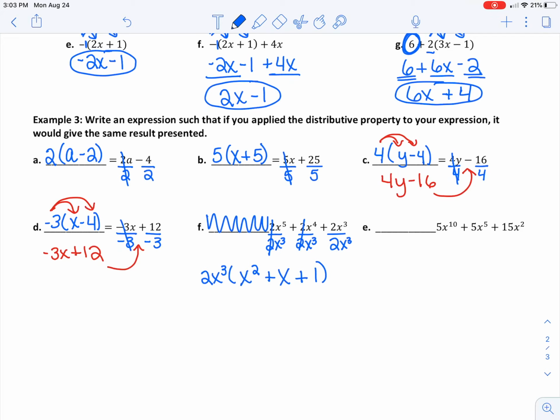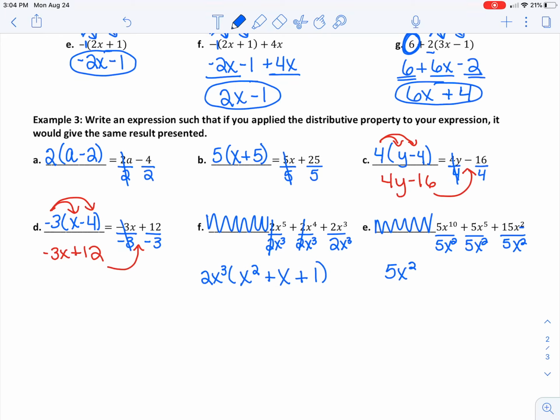Okay, then we have E. And with E, it's very similar to part F. So we have 5x to the 10th, 5x to the 5th, and 15x squared. So if you look at 5, 5, and 15, all of them are divisible by 5. Okay, so I'm going to have a 5 here. And then if we look at the variables, the lowest variable that I have here is an x squared, so I'm going to take that out also. So I can take out a 5x squared.